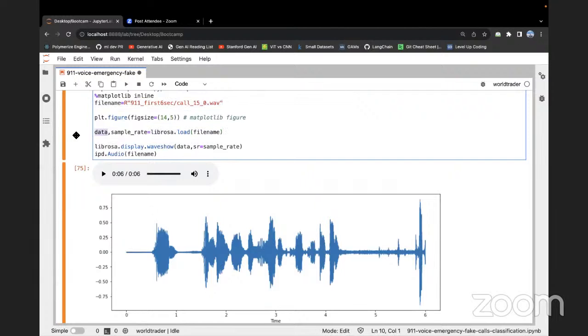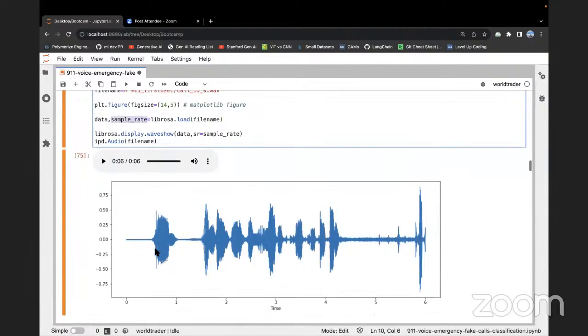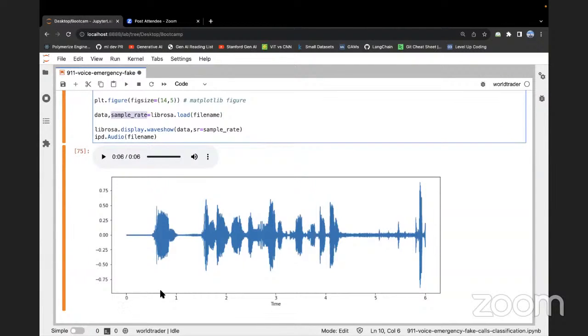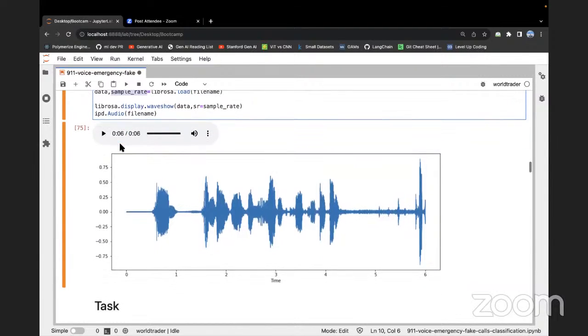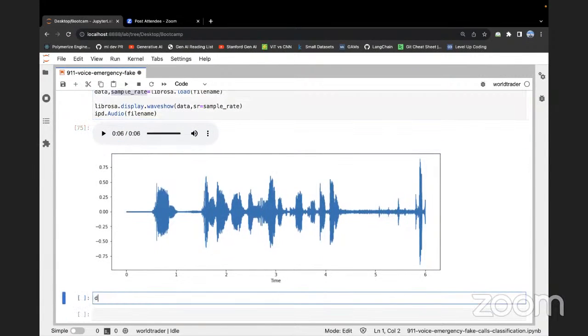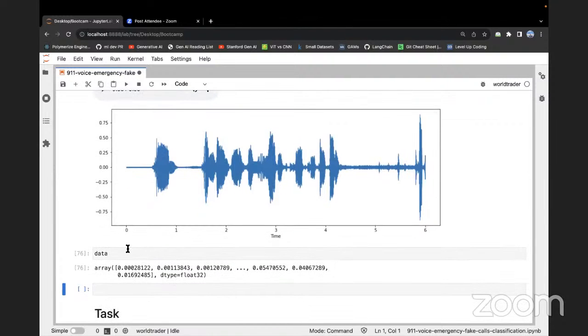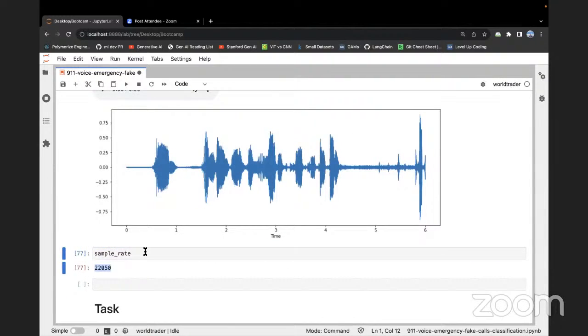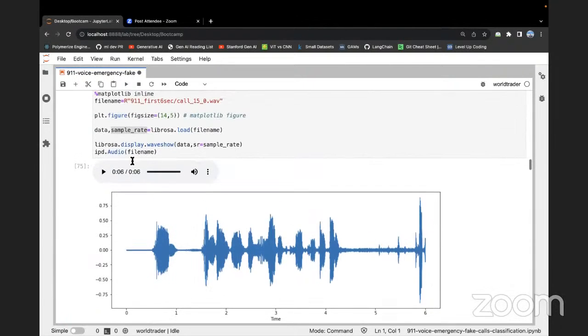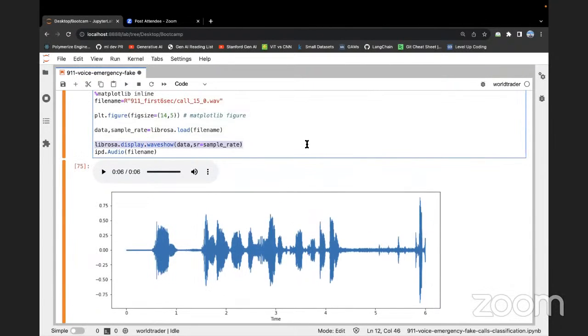It is giving us the data as well as the sample rate, right? This is the data and the sample rate. So sample rate is the time aspect of it, the frequency, and data is what it needs to plot. Okay. If you want to see what data looks like, this is the data. It's purely numbers. And this is the sample rate, 22050. So this is the part.